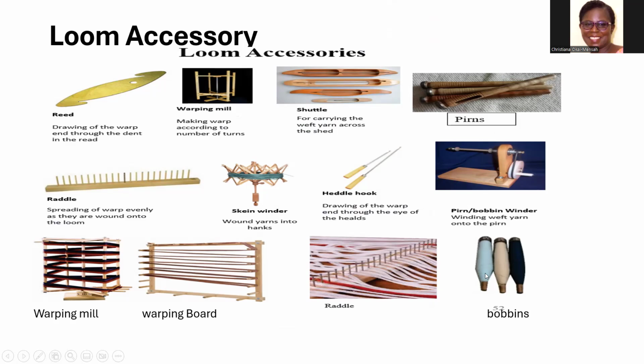Then you have the bobbins. The bobbins are for the interlacing. They carry the weft yarn for you to be able to do the shedding, the picking, and then the beat up. They are supposed to help you to do the actual weaving.